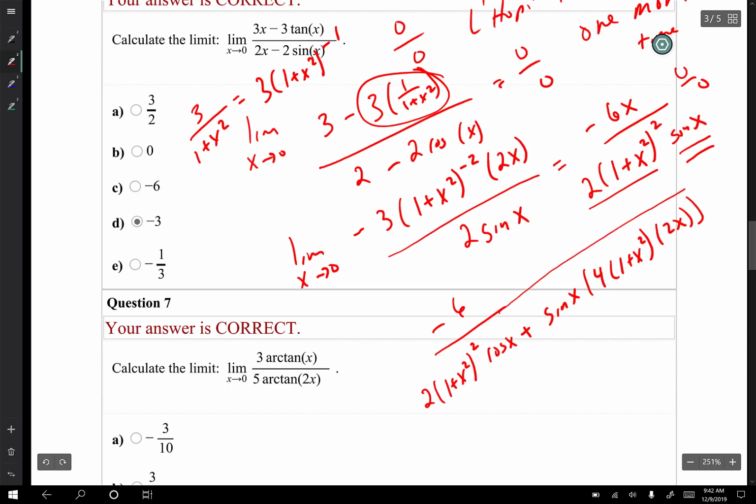And all over, and I still have the word limit in the front. So if I do that, guys, now notice in the top I just have negative 6. If I plug in a 0, all this goes away. So if I plug in a 0, cosine of 0 is 1. 0 plus 1 is 1. 1 squared is 1. 1 times 2 is 2. So negative 3.